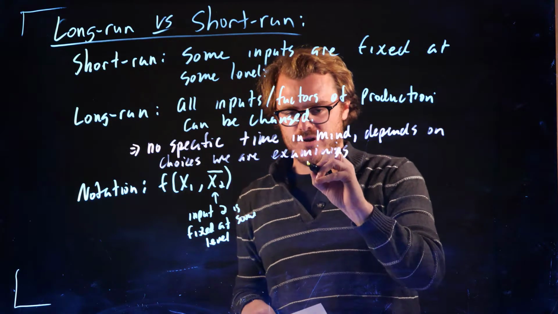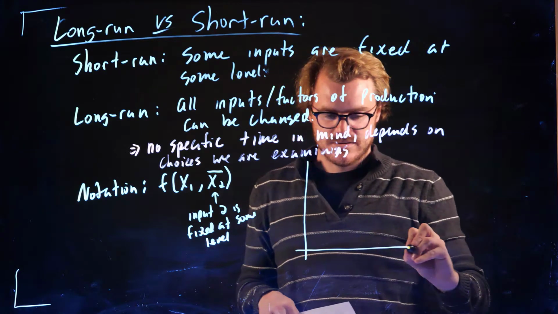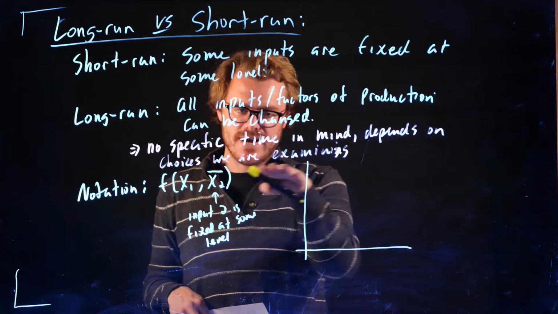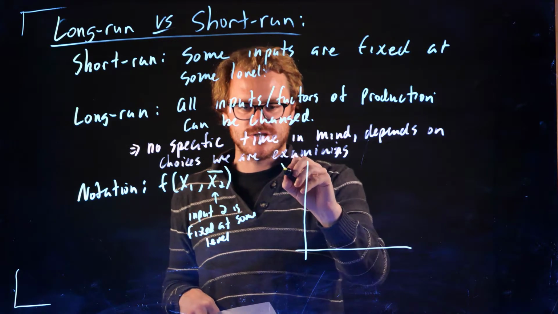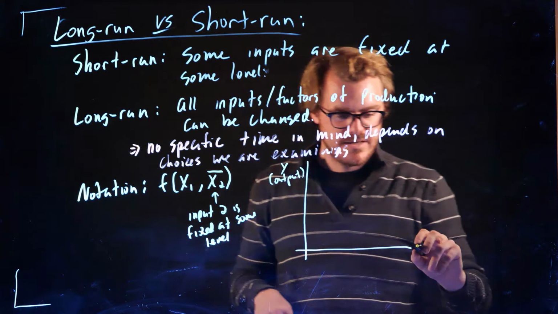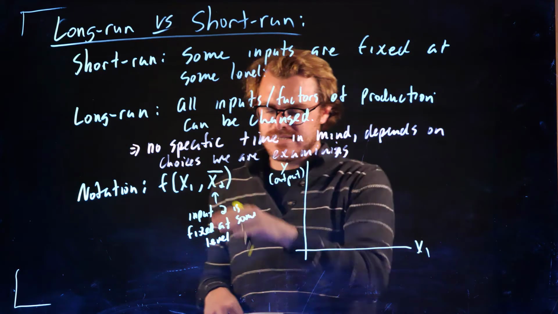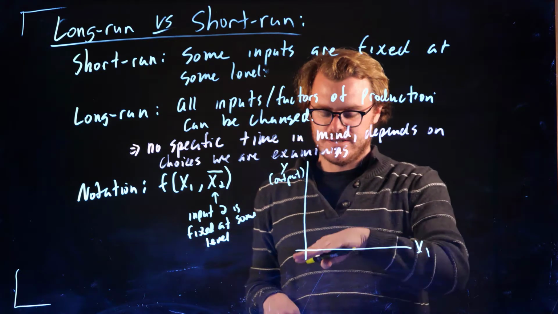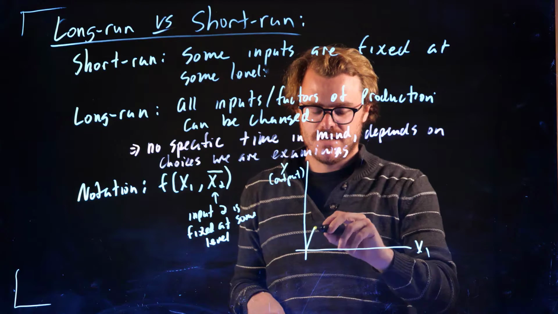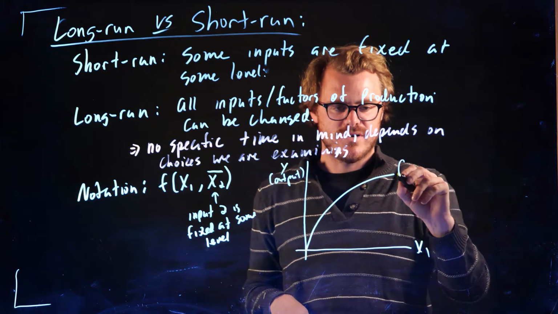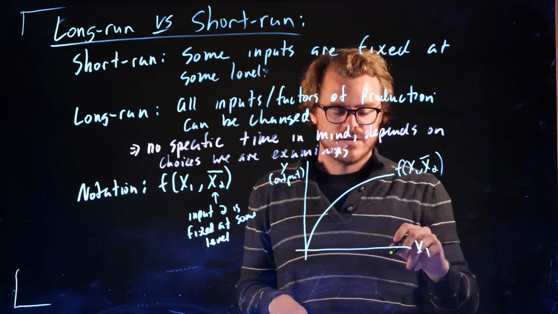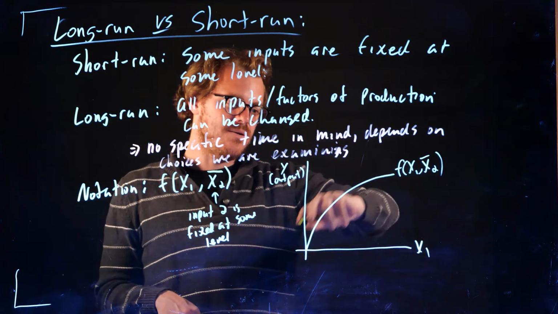And so if we fix one of these factors, we can look at a production function. So y, output, is up here, and x1 is here. If we're fixing x2, we don't change it, right? It doesn't need to be on an axis. And so now we might have a production function that looks like this. And here's our production function.